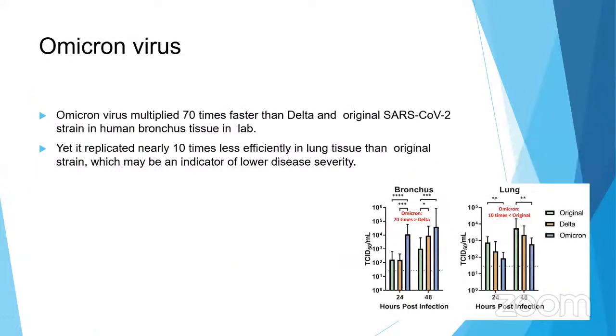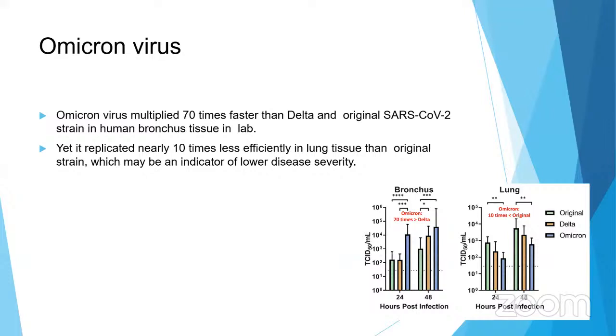On the pathogenesis of Omicron virus: multiplication in the bronchus is usually more than 70 times higher compared to other variants of the coronavirus, for example the Delta variant. The replication of the Omicron virus in the lung is about 10 times less than the other variants. That's why the severity of Omicron is very low compared to other coronavirus variants.